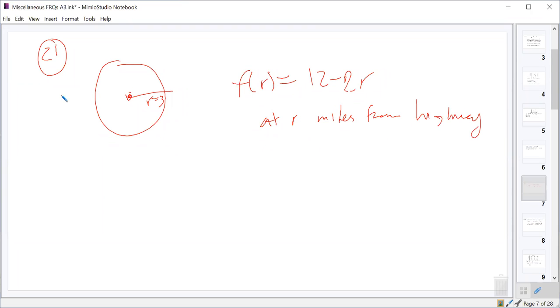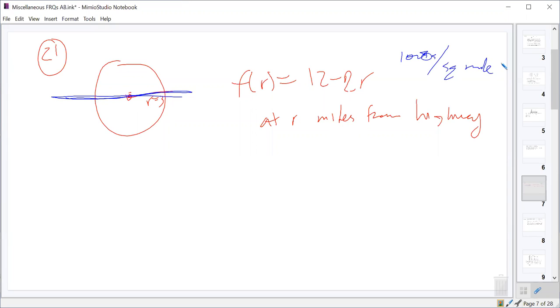And the highway goes through the center of the city. Everybody go with that? And then what does it ask us? It says the population of the city in thousands, which is thousands of people per square mile.